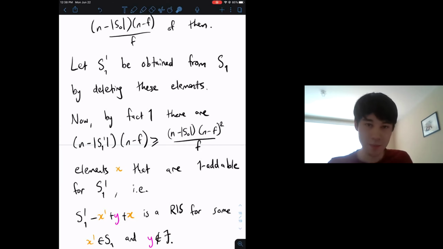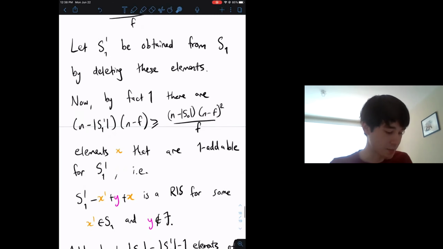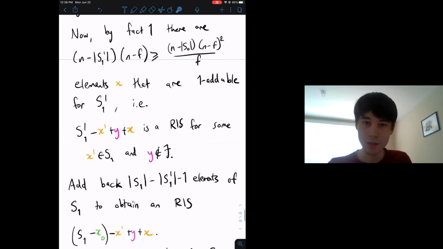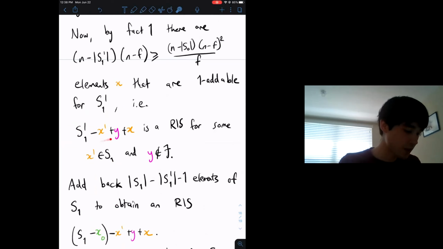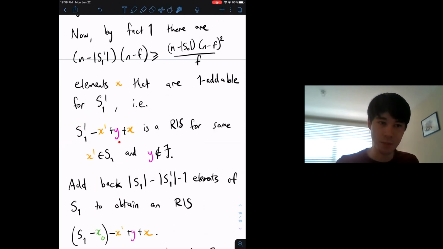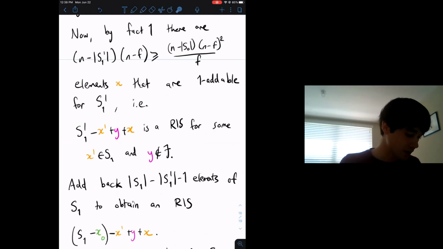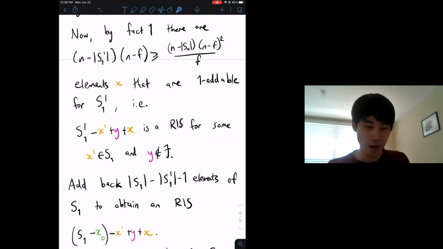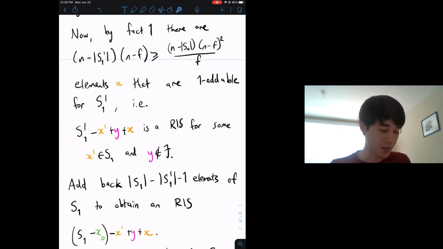Okay, so I've deleted some stuff, and now by the Matroid property, I get to add some stuff back. So this thing has size one bigger than S1 primed. So I get to add back everything except one element of S1. So I add back stuff, and I get this rainbow independent set, S1 minus some element x naught minus x primed plus y plus x. Which is to say, x is one-outable to S1 minus x naught.